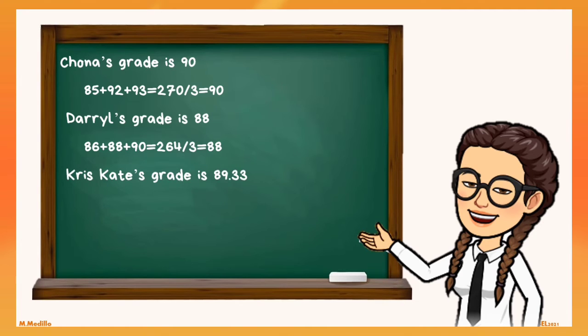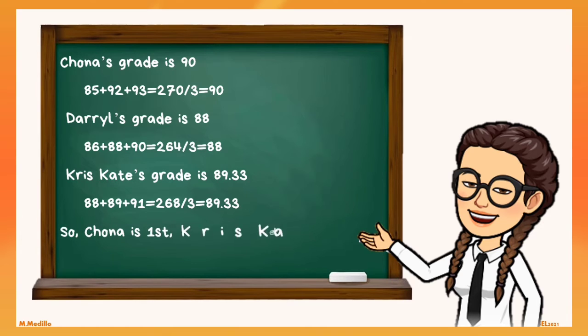Chris Kate's grade is 89.33. 88 plus 89 plus 91 equals 268 divided by 3 equals 89.33. So, Chona is first, Chris Kate is second, and Daryl is third. Perfect! You really make our lesson fun and easy.